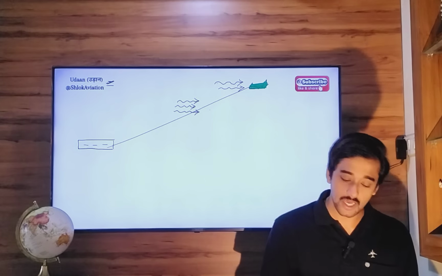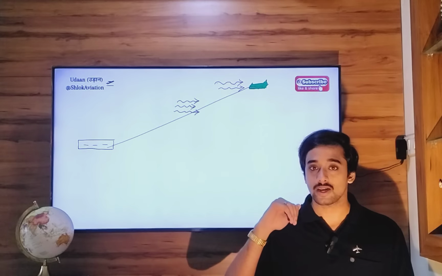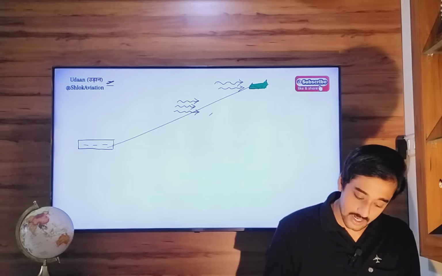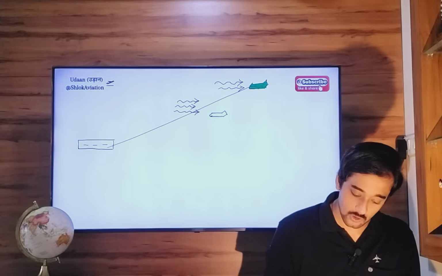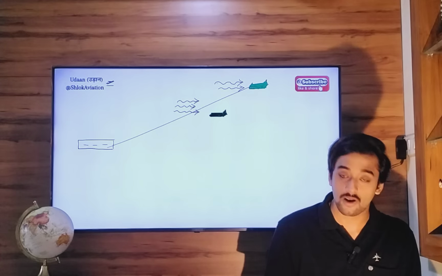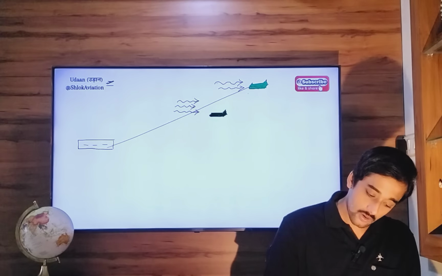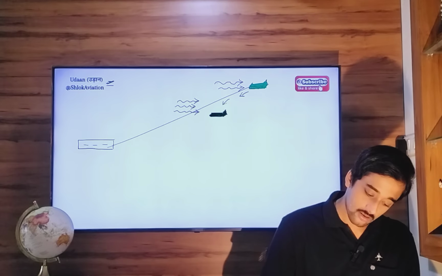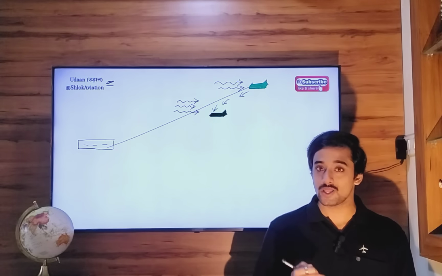So instead of being positioned correctly on the glide slope, this aircraft will find itself somewhere below the glide slope because its rate of descent has increased. So it will descend towards the ground at a much faster rate. So this will be its direction of movement below the glide slope.